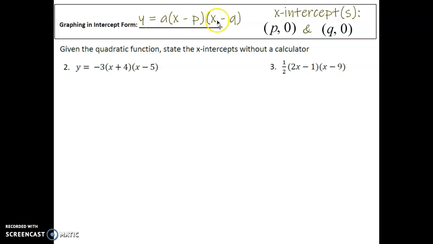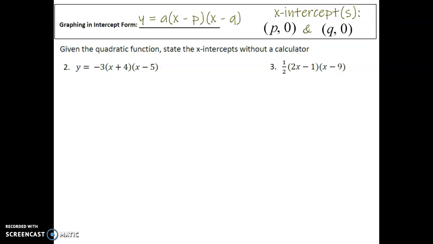So flip over to the back page of your notes, and you'll see this box where it says graphing in intercept form. Let's put that intercept formula that we had on the very first page, fill that in again. From intercept form, we can tell the x-intercepts. It's going to be the opposite of p and the opposite of q. And then both of those are x values, so the y value for those points is going to be 0.